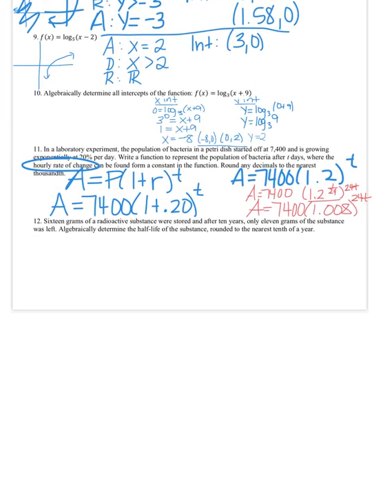Number 12, we have a radioactive substance, and it's asking for the half-life. So half-life formula, A equals P times 1/2 raised to the T divided by H. We are solving for the half-life, so we have to plug something in for everything else. 16 grams were stored, so P is going to be 16. After 10 years, only 11 grams were left. So A is 11, and T is going to be 10.